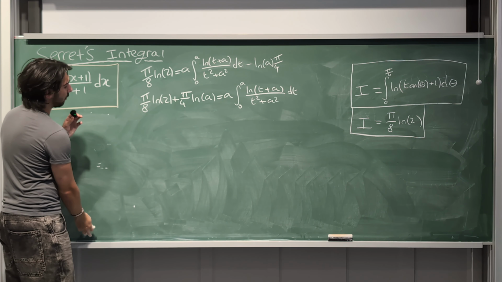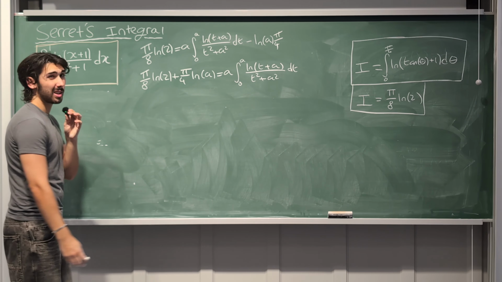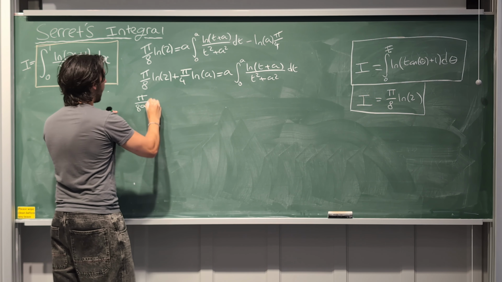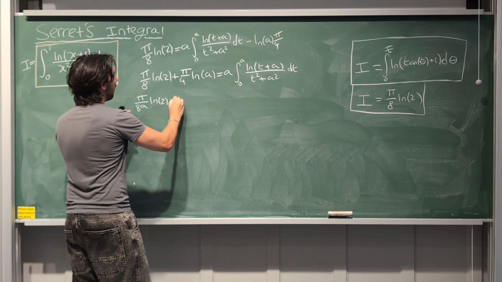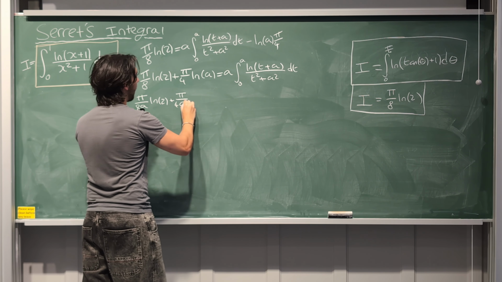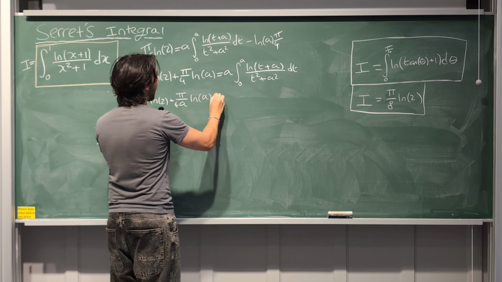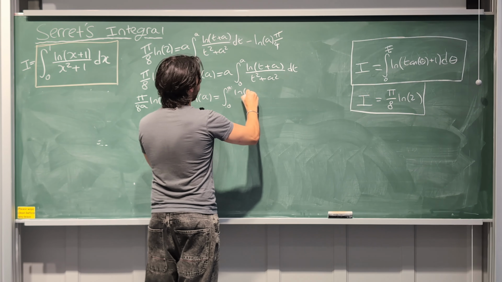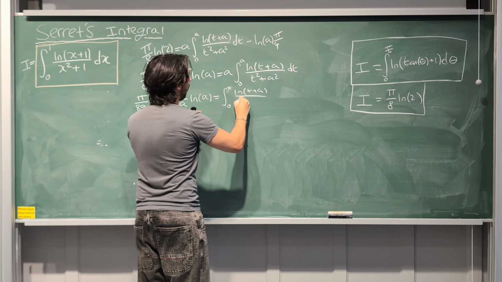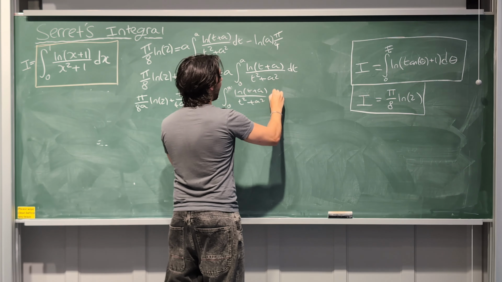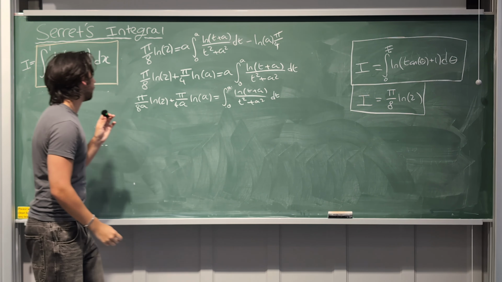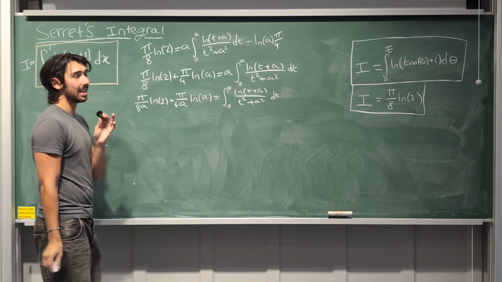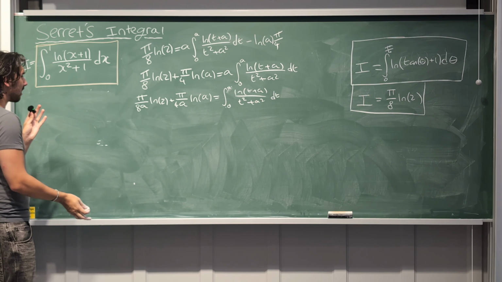Then we can just try and simplify the left-hand side. Let's also divide everything by a as well. So we've got pi over 8a times the natural log of 2 plus pi over 4a times the natural log of a is equal to this integral that we're looking for, the natural log of t plus a over t squared plus a squared dt. Lovely stuff. Okay, now let's make these two, pi over 8a and pi over 4a, the same number.